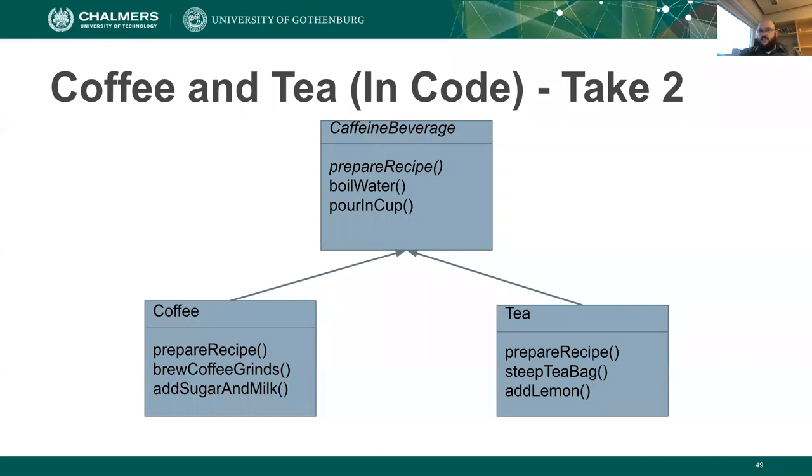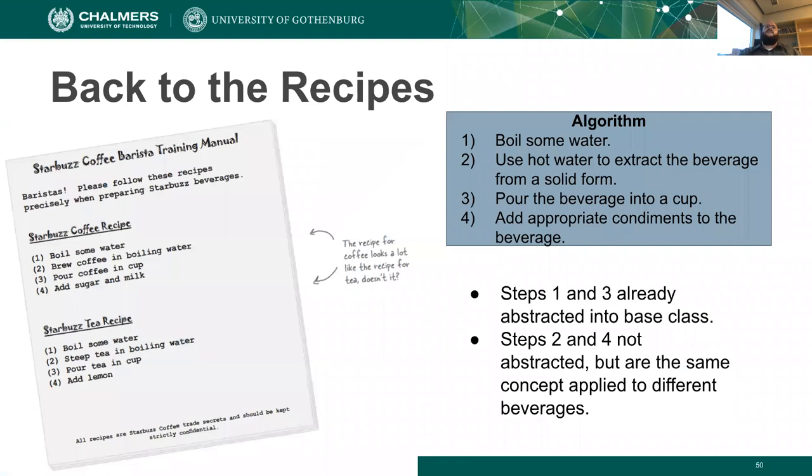So is this good enough? Any other commonality we're overlooking? Are there other ways that coffee and tea are similar that we could take advantage of? And so what else do coffee and tea have in common? Well, we can look at their recipes again. And both recipes follow essentially the same algorithm. Boil some water. Use your hot water to extract the beverage from a solid form, pour it into a cup, and add appropriate condiments to the beverage, right?